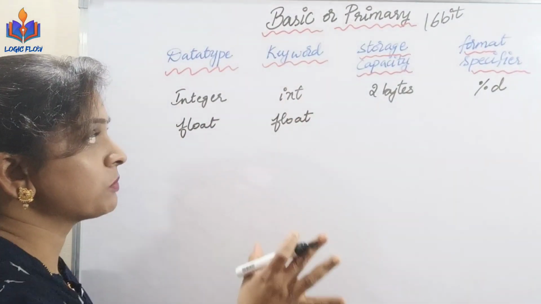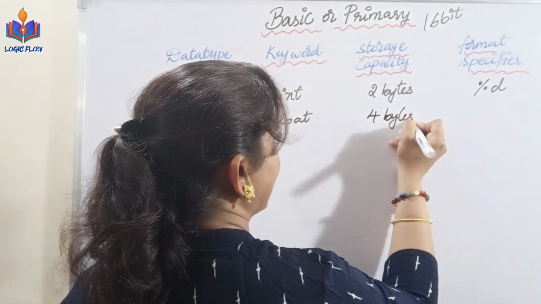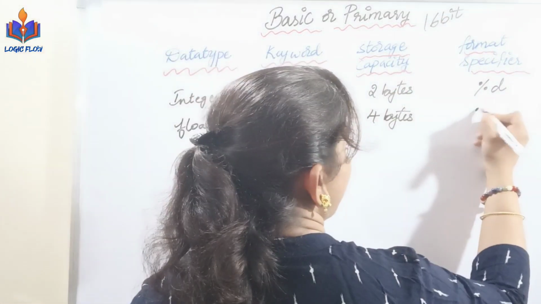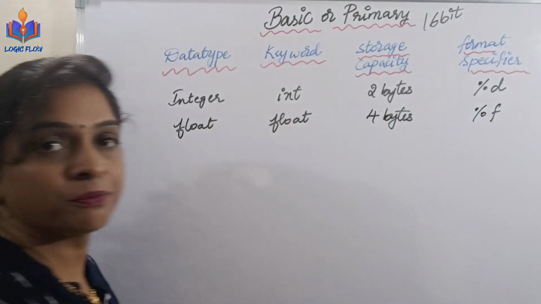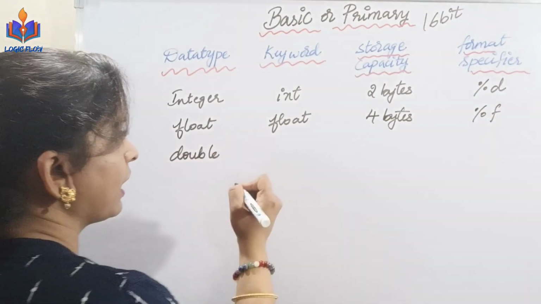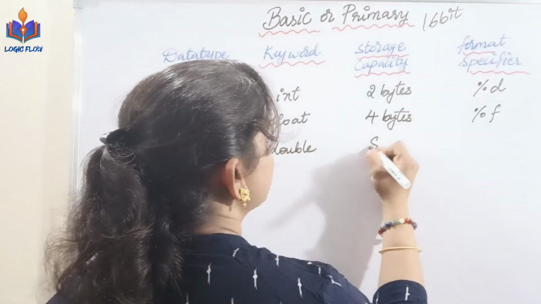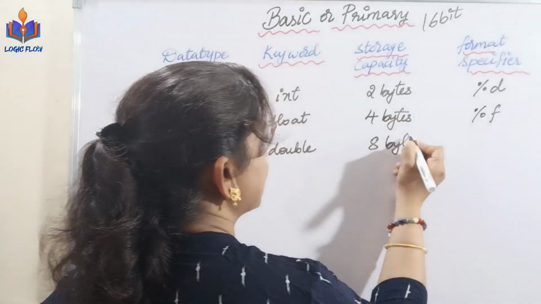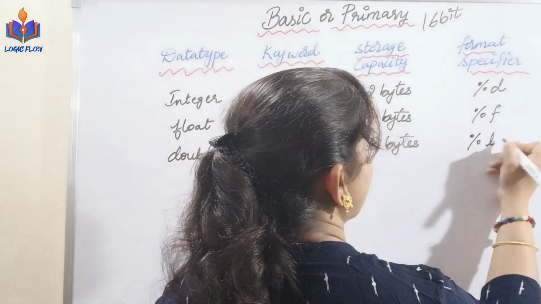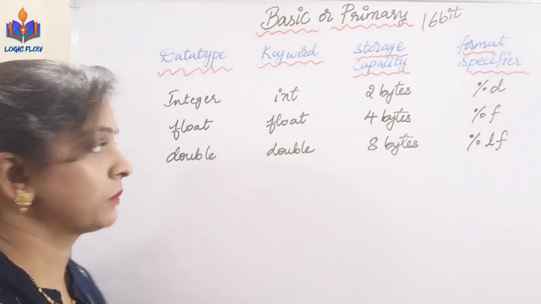If it is float data type, the keyword is float itself. All the keywords must be in lowercase. The storage capacity is 4 bytes. Again, I'm repeating, it is with respect to a 16-bit processor. Then the format specifier is %f. Then we have the double data type. Again, the keyword is double itself, but the storage capacity is 8 bytes because it can support more decimal places. And the format specifier is %lf, just to say it's long float.